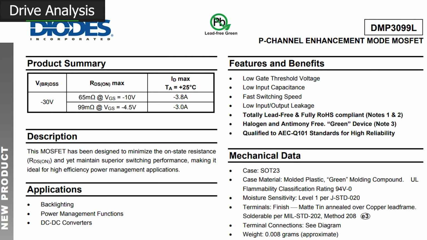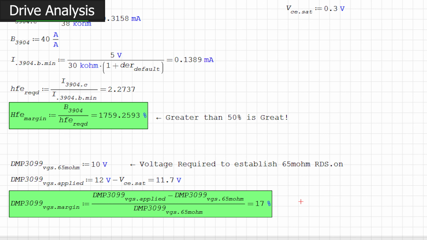So the collector to emitter voltage across the 3904 BJT will be no more than 0.3 volts when saturated, so this means that there's nominally 11.7 volts applied to the PFET. Since we already ensured the BJT is saturated, this is exactly what we should see if we put our DMM in the circuit. With 11.7 volts applied to the gate, this establishes 17% margin above what is required for the PFET to reach 65 milliohms, and I have no further concerns here. That P-channel MOSFET will be on, no worries.